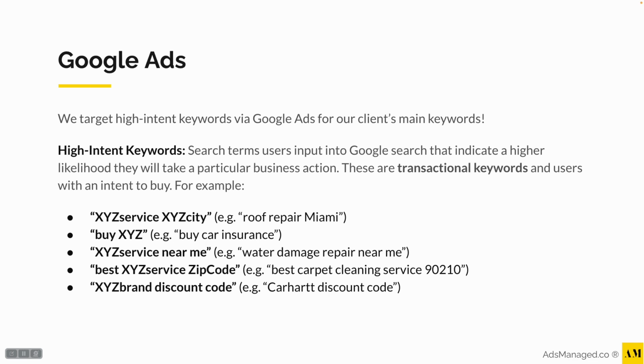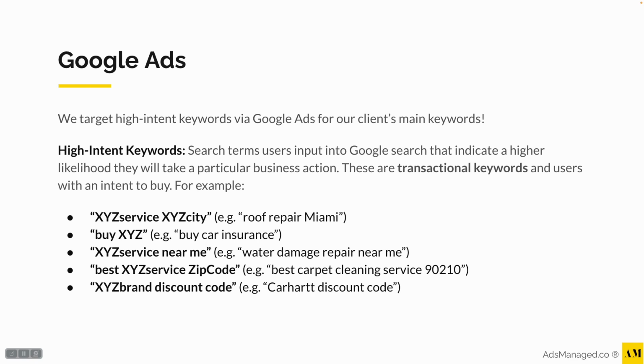So what are high intent keywords? These are search terms users input into Google search that indicate a higher likelihood that they will take a particular business action. These are transactional keywords input by users with an intent to buy. For example, XYZ service in XYZ city, such as Roof Repair Miami, or buy insert product or service, such as buy car insurance, or service near me, water damage repair near me.